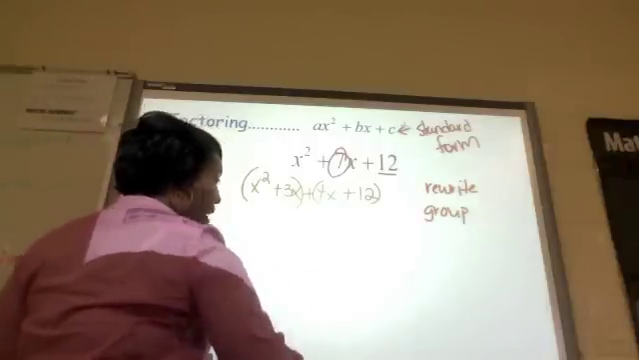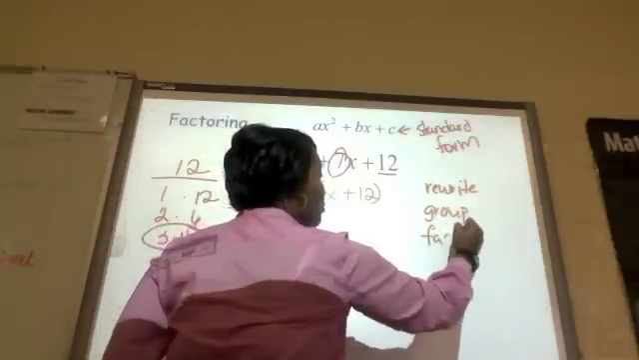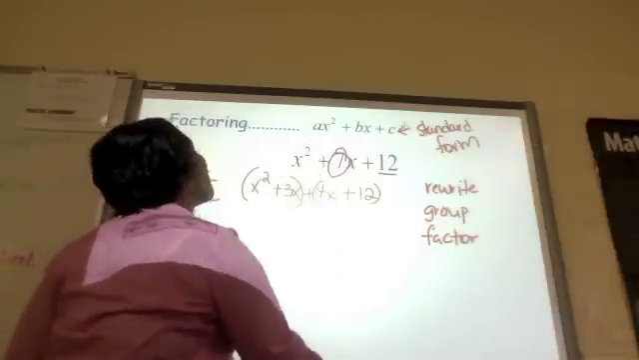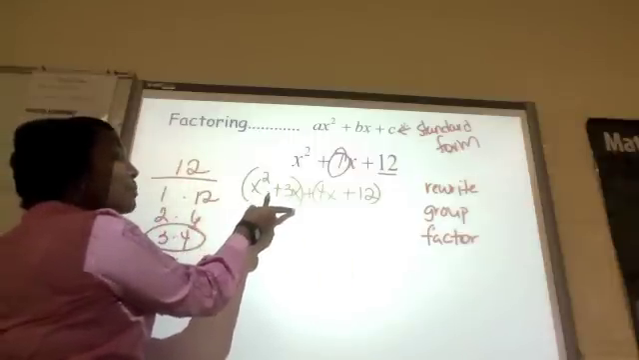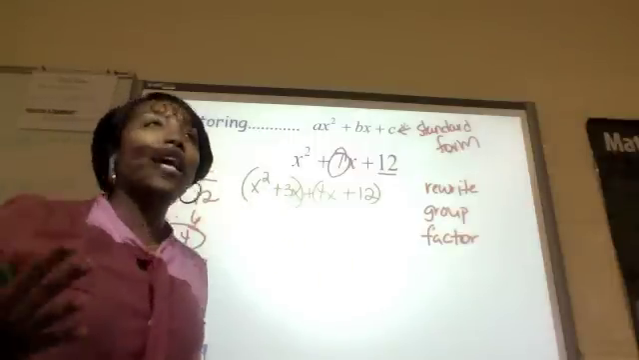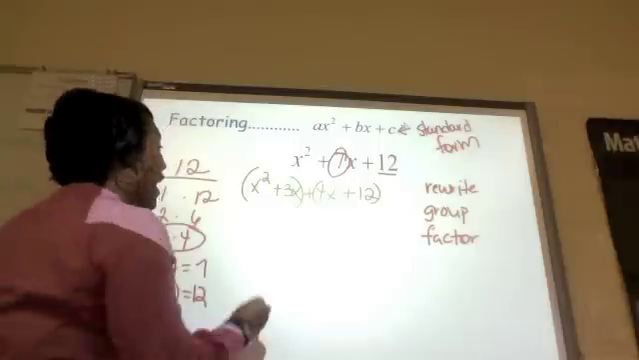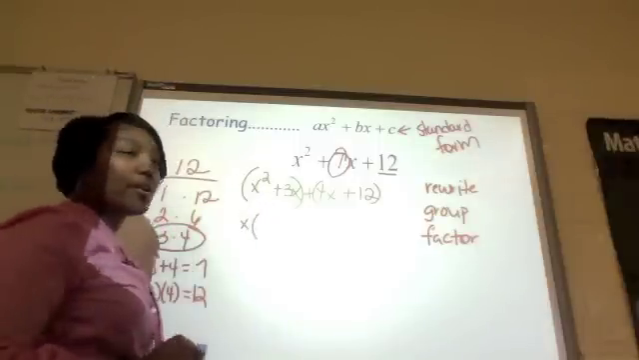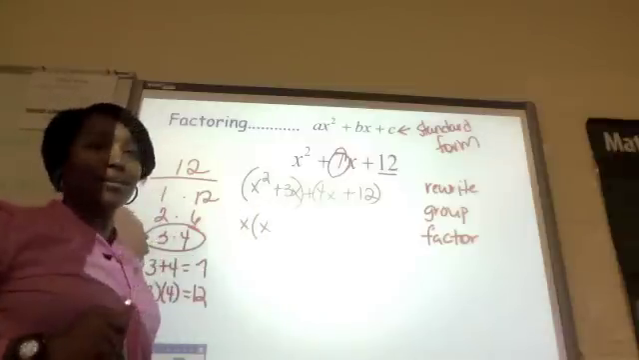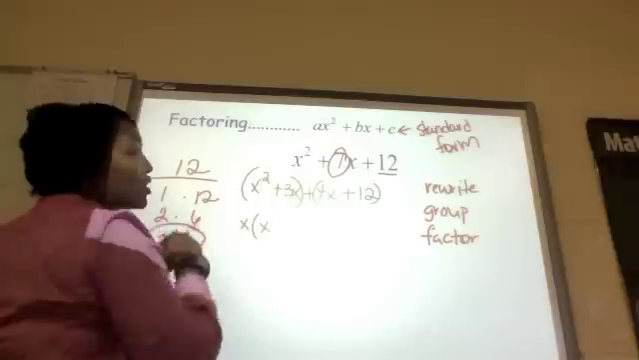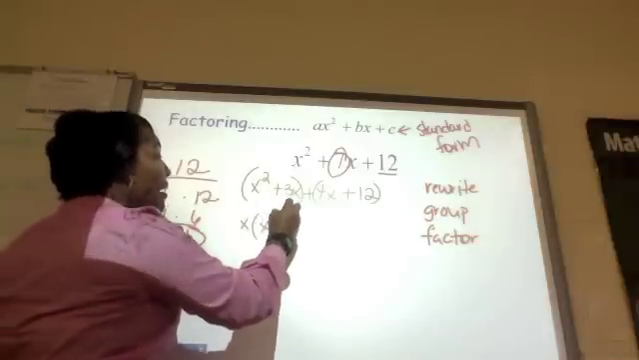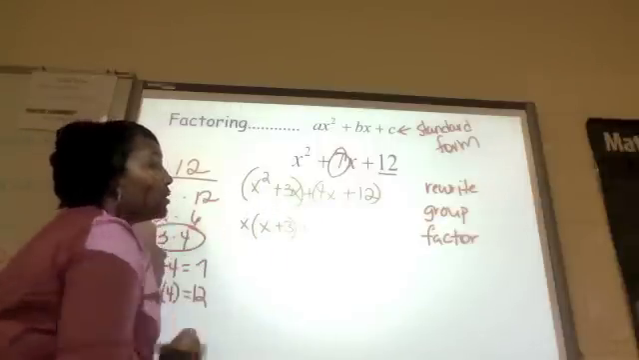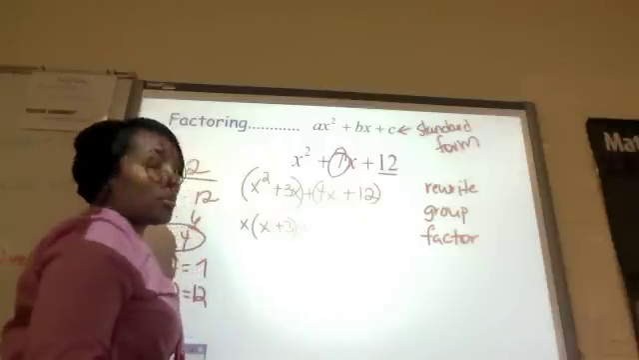Then my next step would be factor. Okay? So I'm going to factor the first set of parentheses. What can I factor? What is their greatest common factor? x. What can I do to x to get x squared? Multiply by x. What can I do to x to get 3x? Multiply by 3. I'm going to bring this plus sign down and factor the second set of parentheses.